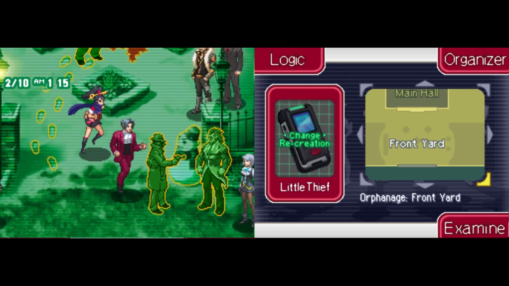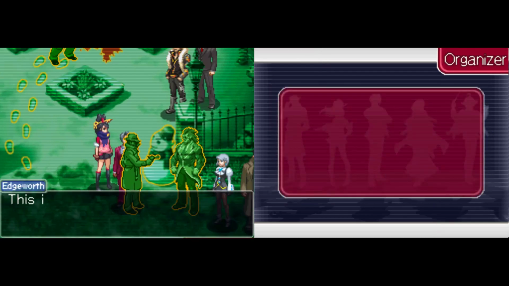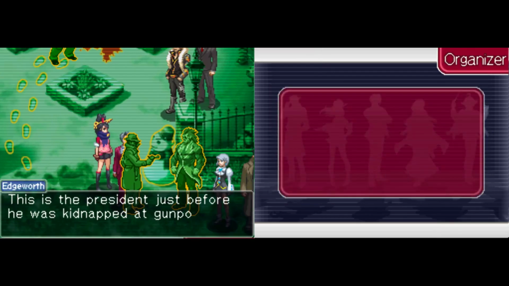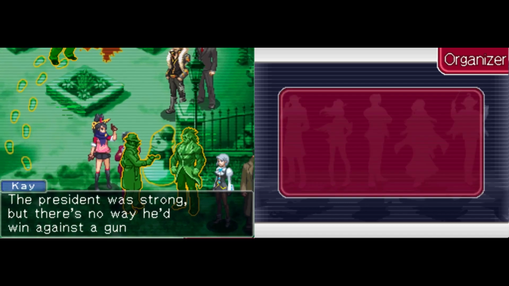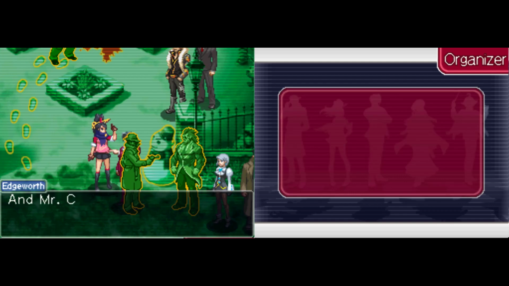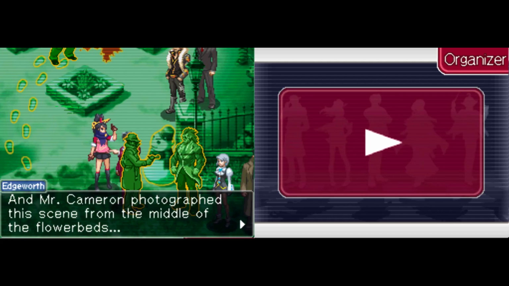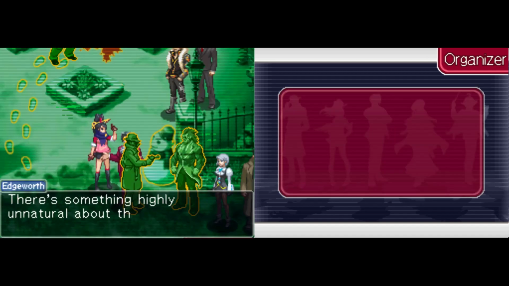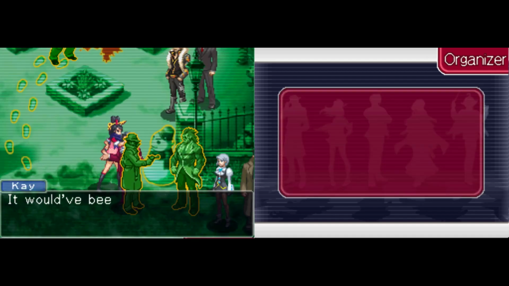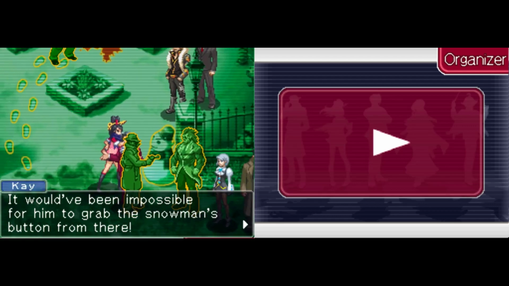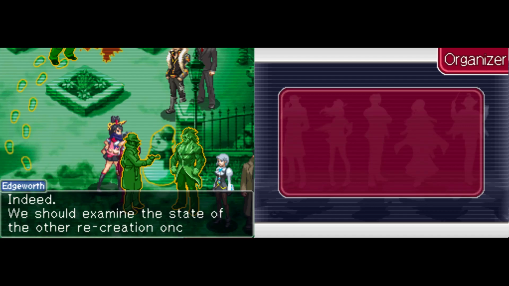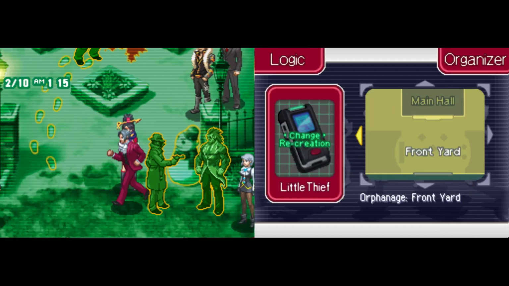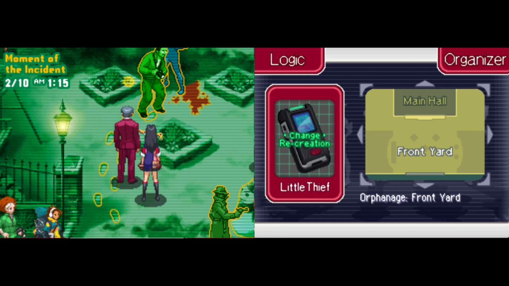Okay, now. Let's look at other stuff that's happening here. This is the president just before he was kidnapped at gunpoint. The president was strong, but there's no way he'd win against a gun. And Mr. Cameron photographed the scene from the middle of the flower beds. There's something highly unnatural about this. It would have been impossible for him to grab the snowman's button from there. Indeed, we should examine the state of the other recreation once more. Okay, I guess we're not done with that one yet.